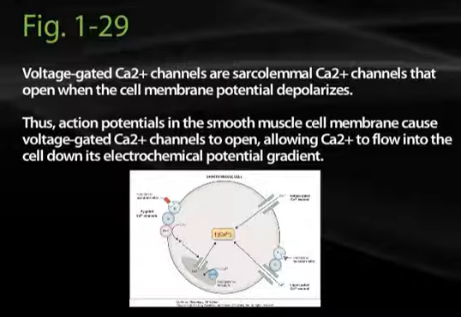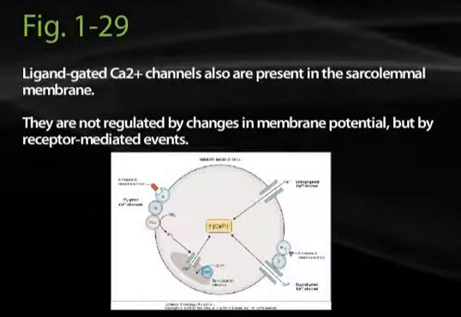Voltage-gated calcium channels are sarcolemmal calcium channels that open when the cell membrane potential depolarizes. Thus, action potentials in smooth muscle cell membranes cause voltage-gated calcium channels to open, allowing calcium to flow into the cell down its electrochemical potential gradient, as shown on the top right of figure 1-29 on page 41.